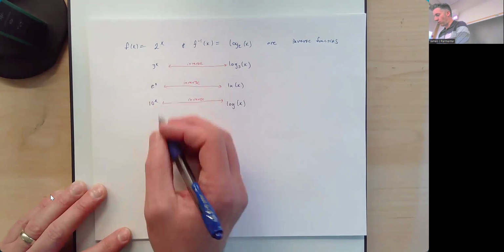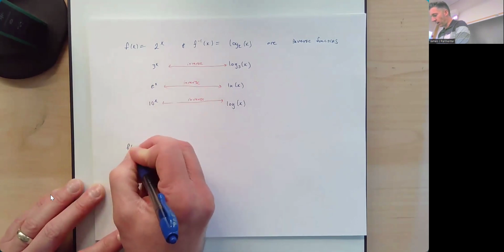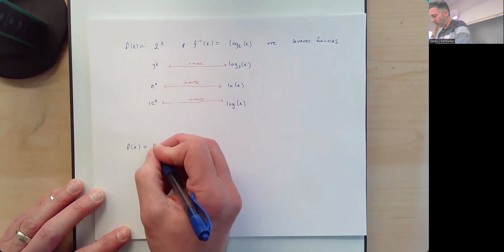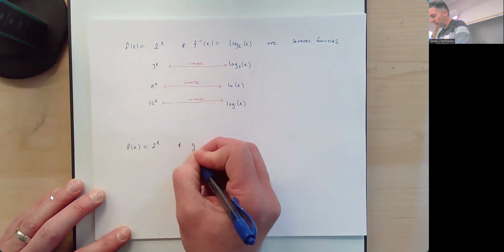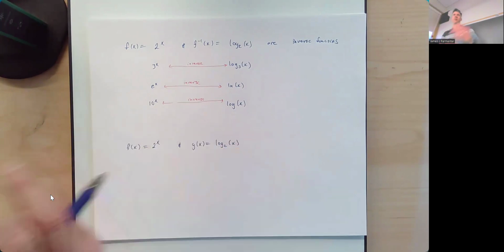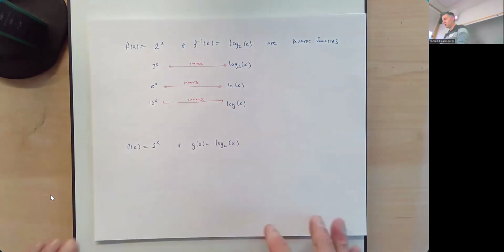Let's say specifically for f of x equal to, what do I want here? Yeah, fine, I'll use 2 to the x. And g of x equal to log base 2 of x. Yeah, I know I changed the name because I didn't want to write f inverse. So here's what I mean.